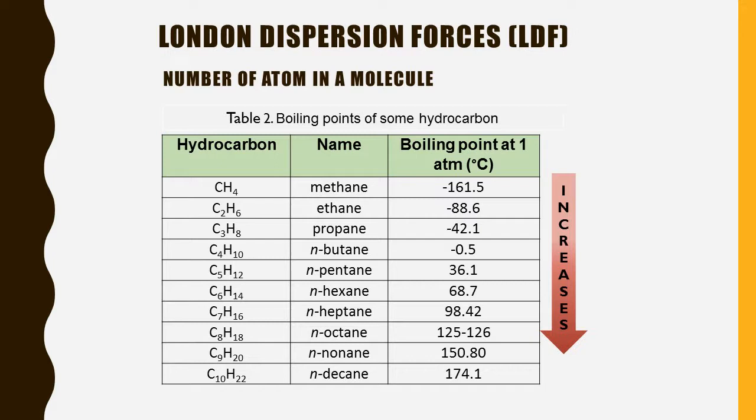Increasing the number of atoms in the hydrocarbon increases the size of electron cloud. The electron cloud is easier to polarize. Instantaneous or induced dipoles are easier to form. The London forces become stronger and the boiling point of the molecules become higher.